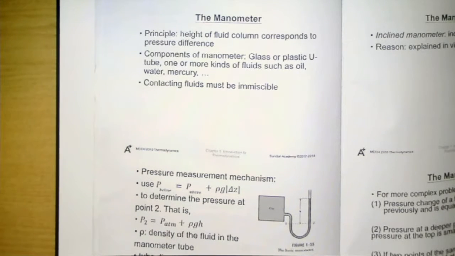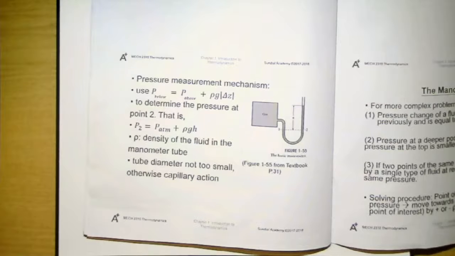A manometer comprises a U-tube made of glass or plastic, containing one or more types of fluids, such as oil, water, mercury, etc. The fluids contacting with each other must be immiscible. If they are miscible, that will be a very serious problem, as the fluids will be mixed together. We can see that the pressure measured by a simple manometer will be shown in this diagram. That would be a very simple manometer in this case.